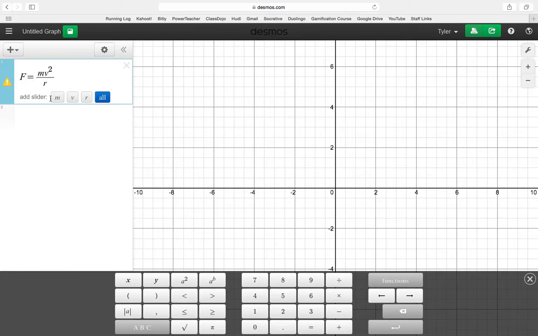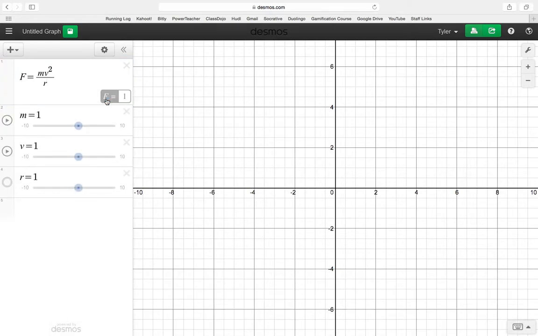Okay, so that looks just like the equation you guys just wrote. Now, Desmos does a neat thing. It lets me add sliders. So I'm going to add all 3 sliders. And here's what it does, okay? So this says if m equals 1, v equals 1, and r equals 1, then the centripetal force is 1.